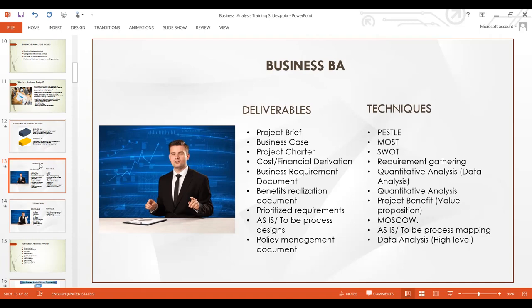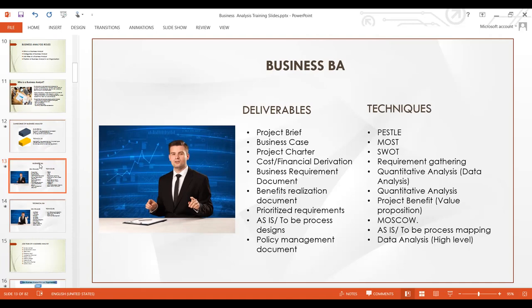Then the benefit realization document. This is going to be the benefit you are going to realize from deploying the solution or solving that problem. How is it going to increase the company revenue? How is it going to increase sales? How is it going to increase the customers' loyalty? These are some of the benefits you need to document. All these things can equally be documented within the business case anyway.